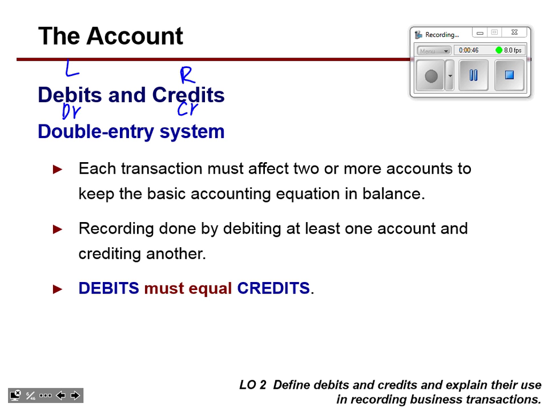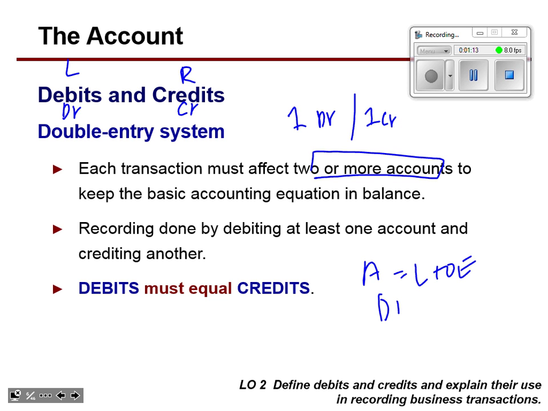And you also know that accounting uses what's called a double entry system. So you need to have at least one debit and at least one credit for every transaction. Sometimes you'll have 2 and 1 or 1 and 2. Okay. 2 or more accounts. And you always need to keep all debits and credits equaling each other.